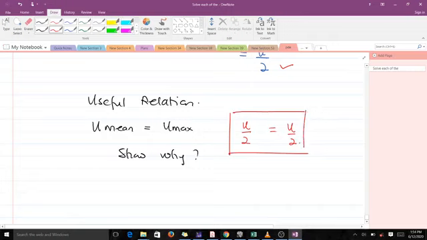But if you recall from the pulsate flow, there u max was equal to 1.5 u mean. But with this one, u max is equal to u mean.